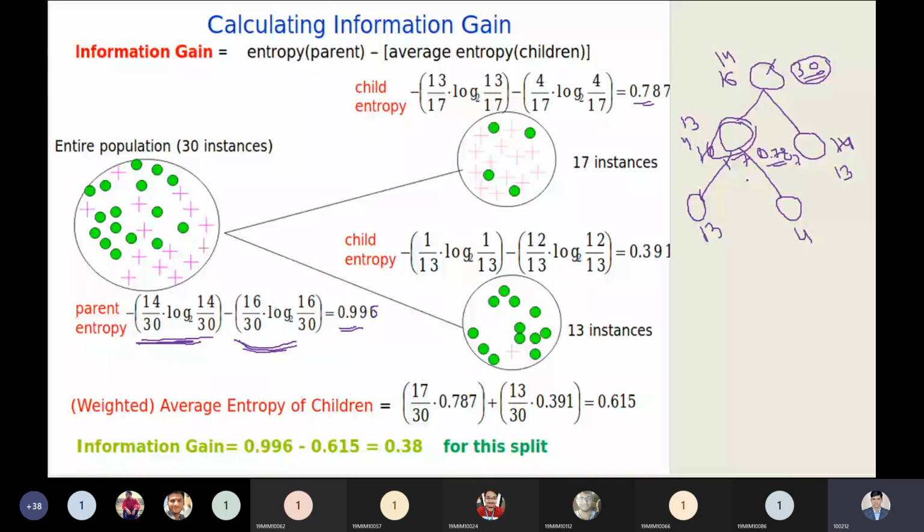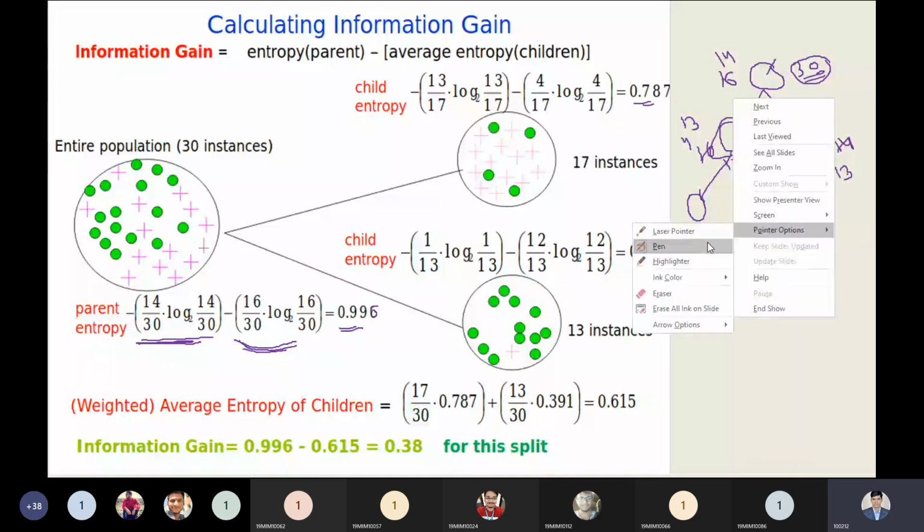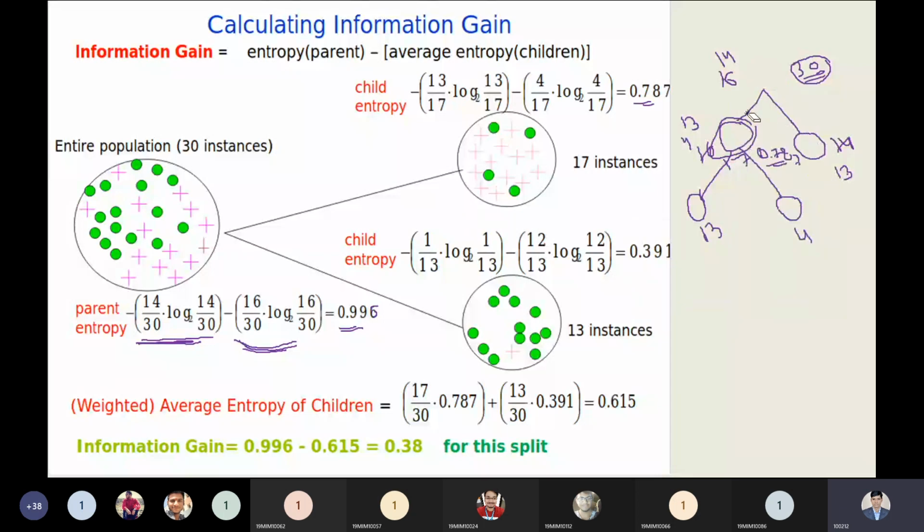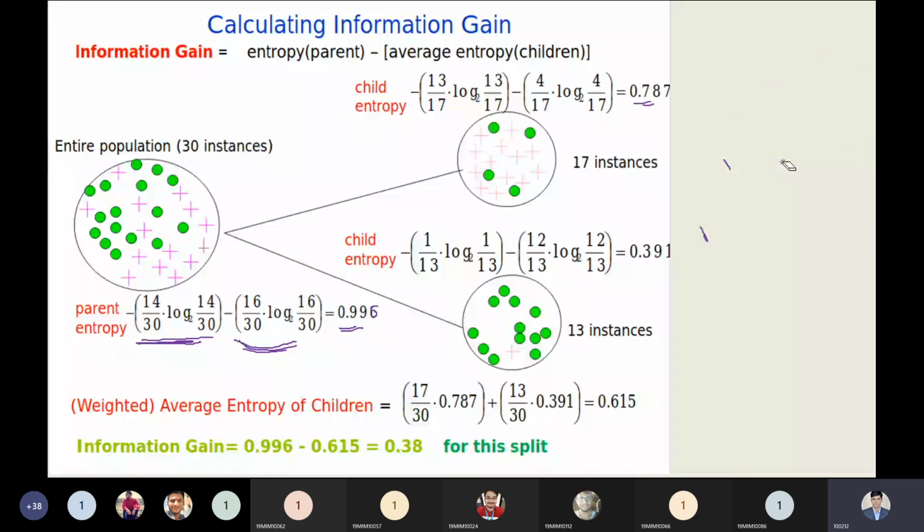So before splitting, we need to calculate the entropy. I'm explaining this diagram in a different color, so you can understand it simply. See, I'm just taking this example in different color, then you can understand simply.